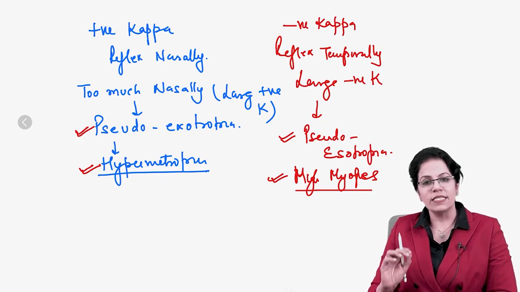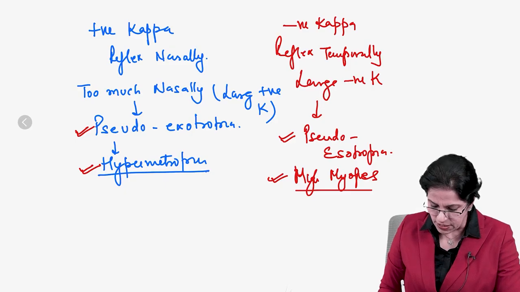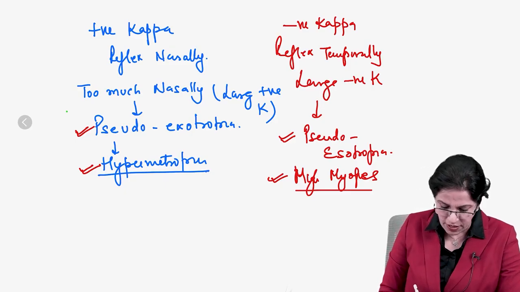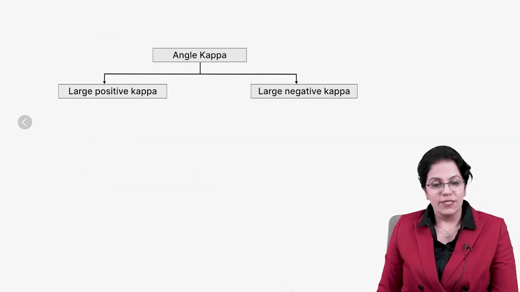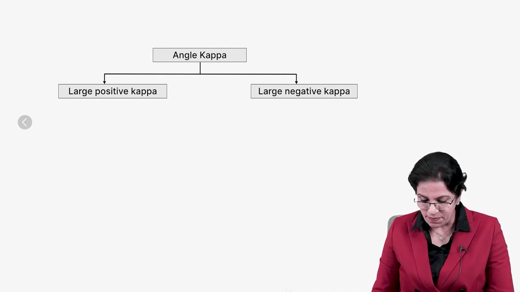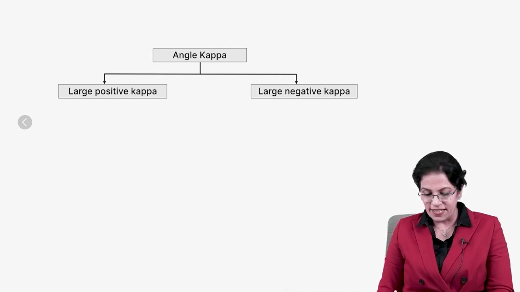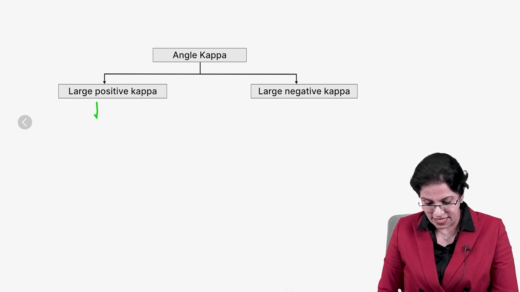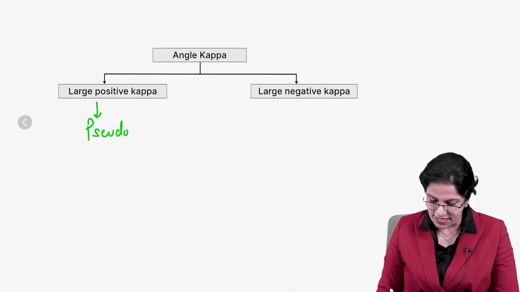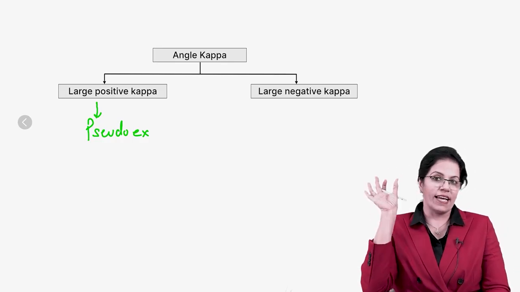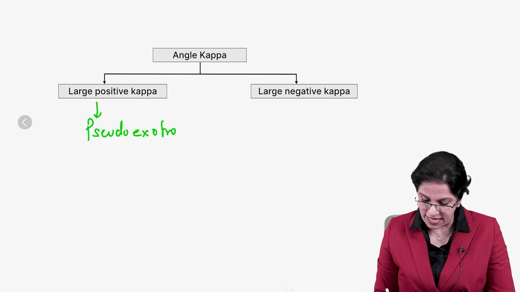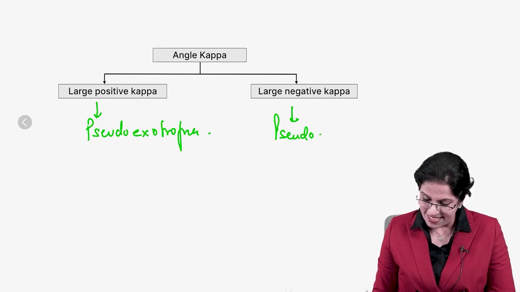Once this question has been asked, all this information is not futile, or I'm not giving you extra information. Just know this. You should be knowing it. Right? Okay. So when I said large positive angle kappa, again for your quick revision, it is a cause of pseudo-exotropia, isn't it? Because it falls more nasally. Anything falling more nasally means the eye is out. I'm writing it again here for you all, and large negative kappa is a cause of pseudo-esotropia.